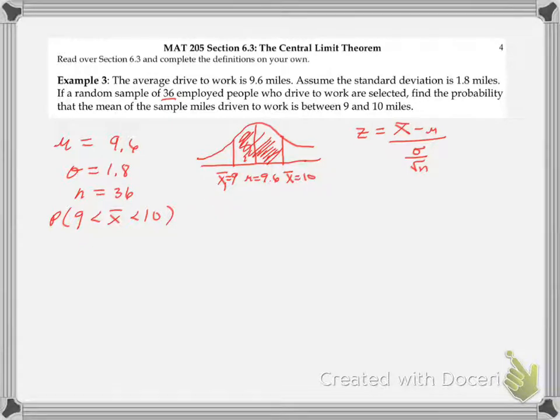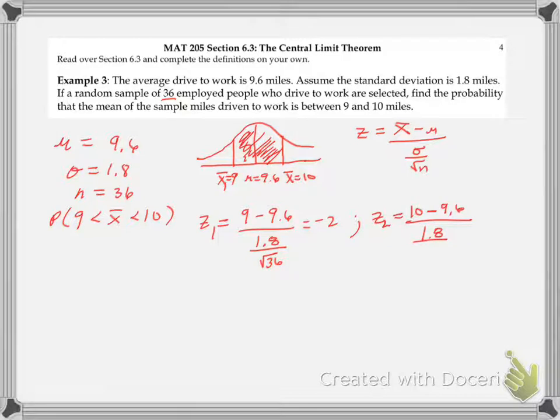So to find our z-scores, z sub 1 would be 9 minus 9.6 over 1.8 divided by the square root of 36. Don't forget that because we're using the central limit theorem, because we're talking about sample means, it's sigma over the square root of n, and I believe you'll get -2. And then z2 is 10 minus 9.6 divided by 1.8 over the square root of 36, we could just put 6, which is 1.33.